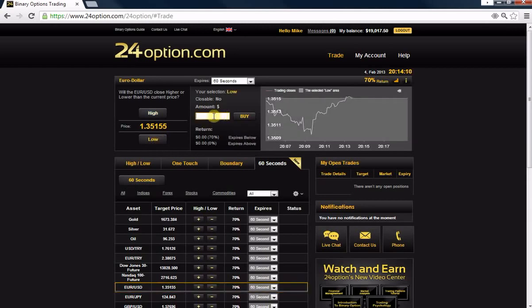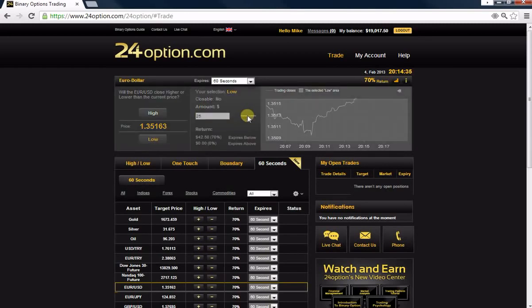So puts. Now the minimum requirement for 24options, the minimum investment, is $25, which is higher than other options platforms. So when you do this technique with 24options, you usually need to start out with a larger initial deposit in order for this technique to work. So we're going to first invest $25, and go to buy.